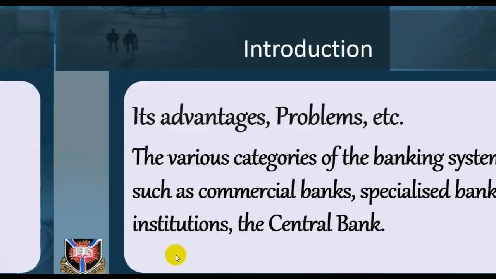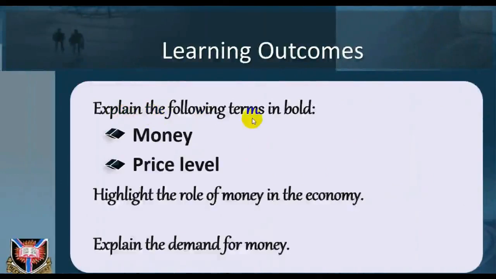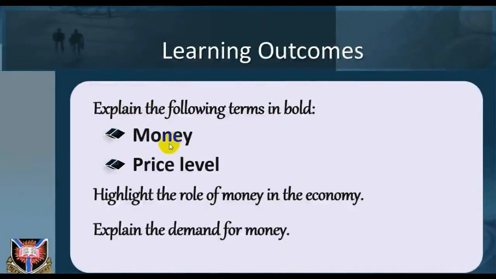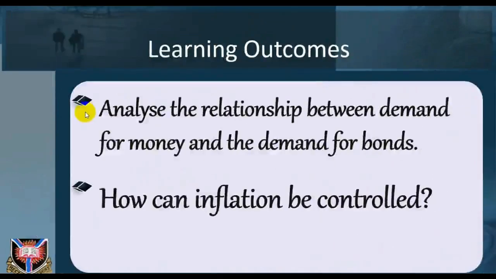When you have studied this session, you should be able to explain the following terms in bold: money and price level. Number 2, highlight the roles of money in the economy. Number 3, explain the demand for money. Number 4, analyze the relationship between demand for money and the demand for bonds. 5, present how inflation can be controlled.